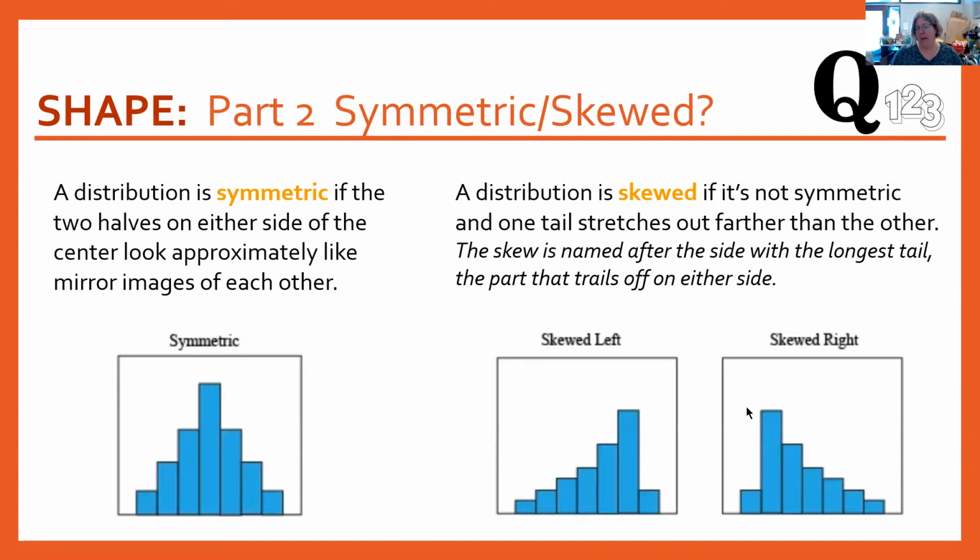And then the picture on the far right is skewed right. So on the left side here, it drops off quick. And then on the right side, it kind of takes its time meandering down and flattening out. And so the tail is on the right side, which is what makes this one skewed right.